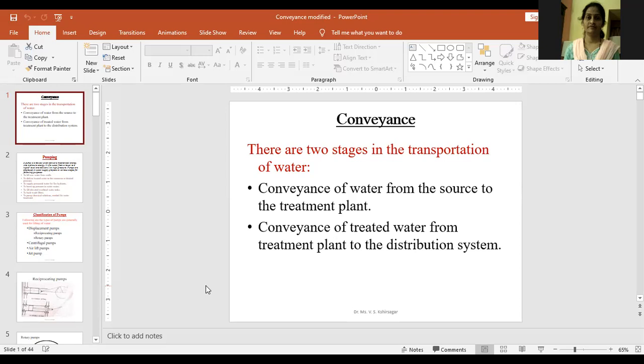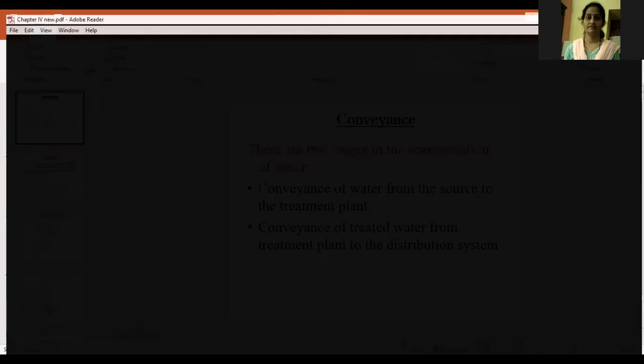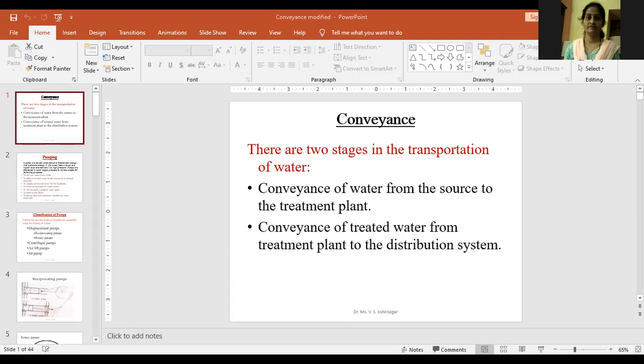So here, that is what is written. There are two stages in the transportation of water: conveyance of water from source to the treatment plant, and second, the conveyance of treated water from the treatment plant to the distribution system, whatever distribution system we have provided. Then conveyance of water is being performed in two stages. So usually in the first stage, the conveyance of water is, means at both the stages.